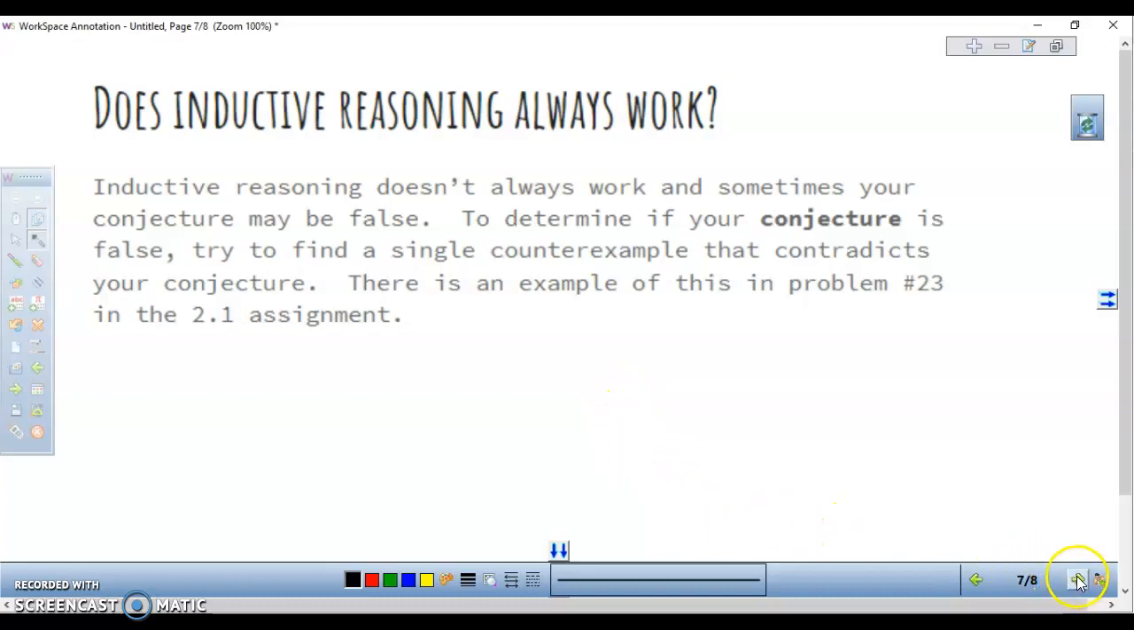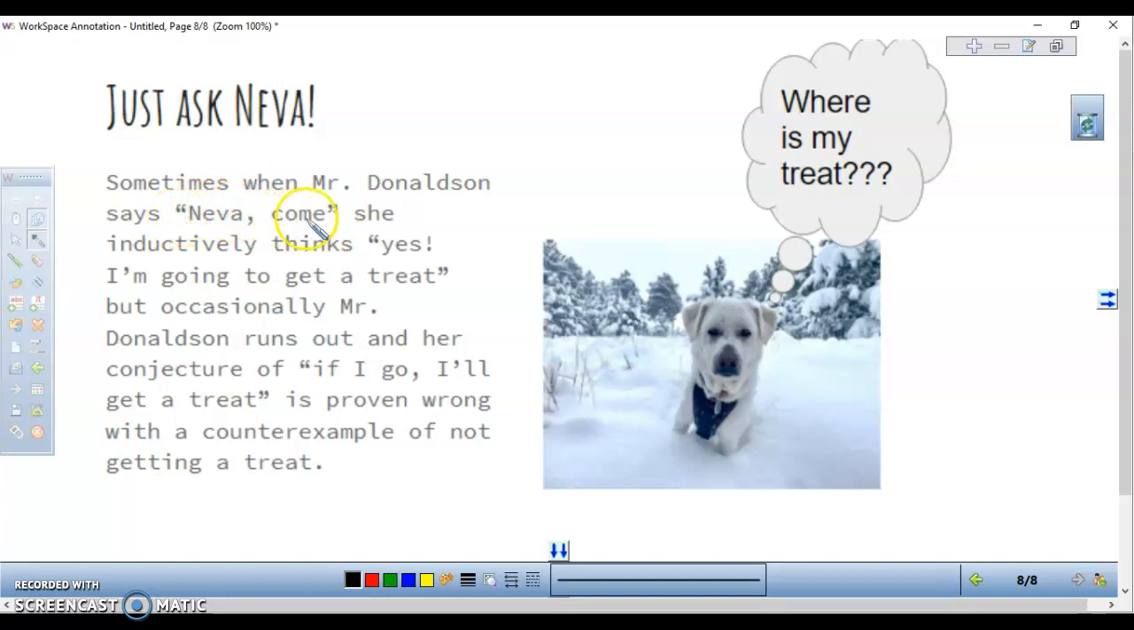And we'll finish up by going back to Neva, because poor Neva has realized that her conjecture is false as well. Sometimes when Mr. Donaldson says, Neva, come, she inductively thinks, yes, I'm going to go get a treat. But occasionally Mr. Donaldson runs out of treats, and her conjecture of, if I go, I'll get a treat is proven wrong with a counterexample of not getting that treat. Poor little Neva, disappointed that her conjecture is false. But you know what? The next time we go out, she's going to hope her conjecture holds true.